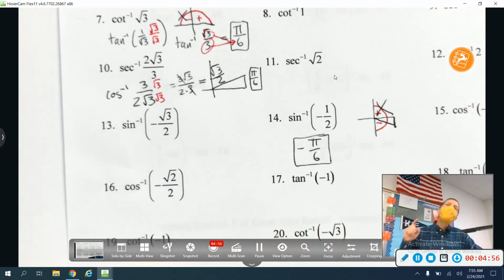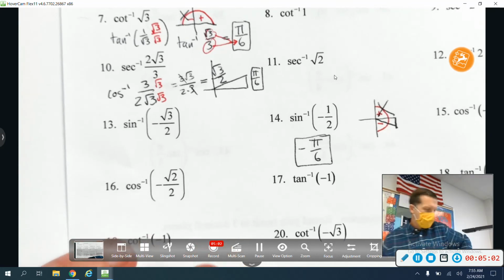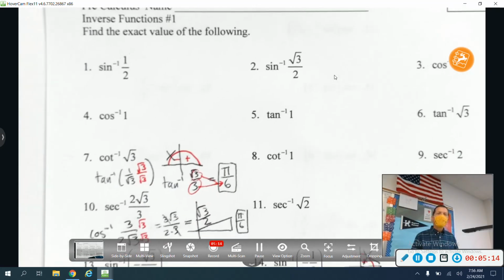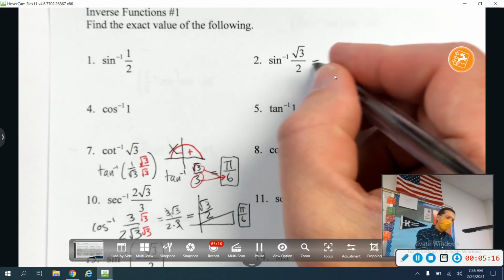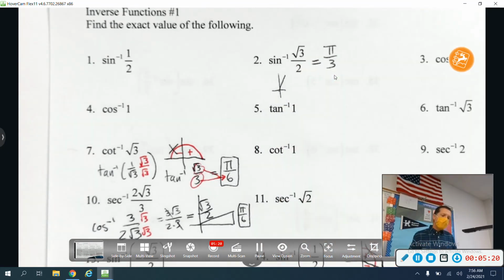Oh, just because the 3 that we worked were pi over 6? No, even the first one. First one's pi over 6. Second one can't be pi over 6 because it's the inverse sine of a different value. So that one would be pi over 3. Yep.